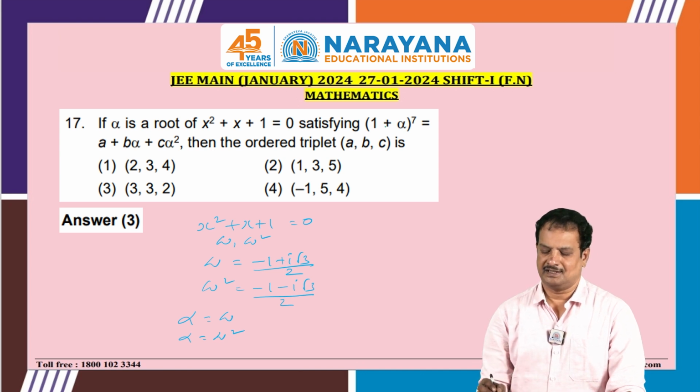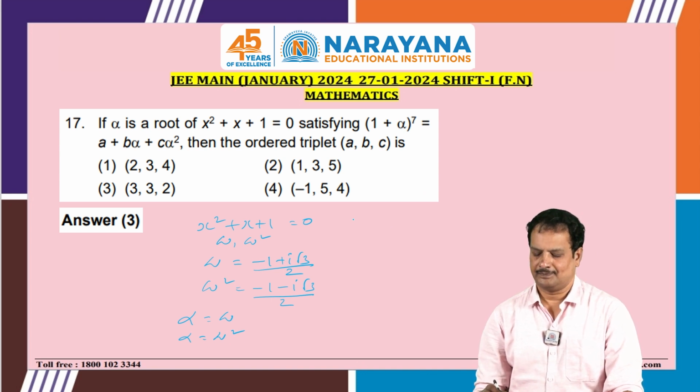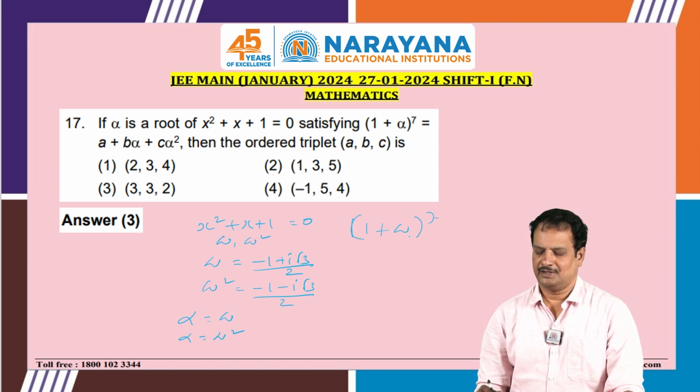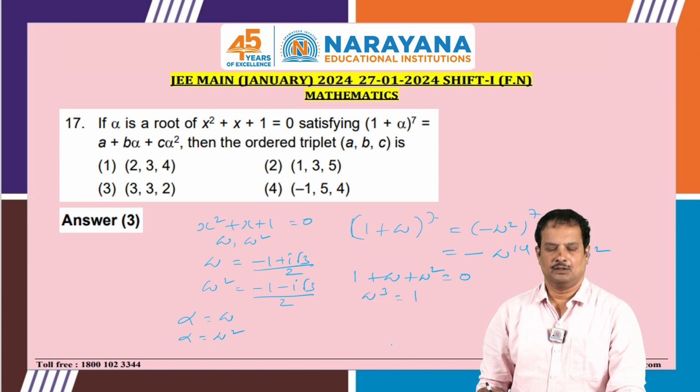Now you can directly substitute this in the LHS of the given equation. What is that? (1 plus alpha) whole power 7. So this is (1 plus omega) whole power 7. But 1 plus omega is nothing but minus omega square. This is (minus omega square) whole power 7. So this is nothing but minus of omega power 14, which is nothing but minus omega square, because we know that 1 plus omega plus omega square is 0, and omega cube is equal to 1. Okay, so once you know this, straight away the LHS is minus omega square.